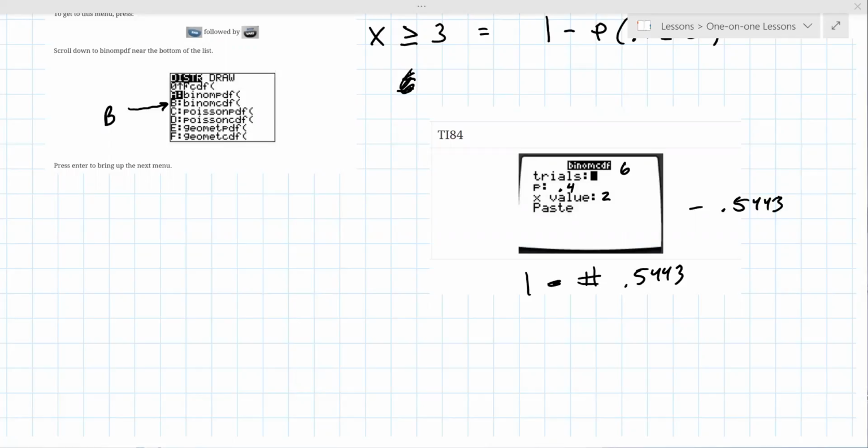At least 3 successes. Wow, it didn't like that. 6 trials. Oh, you know what? I gave you 1 minus that. It's 0.4557. Really odd that this is not working. 6 trials, and you want 3 successes, x greater than or equal to 3. At least 3 successes. So at least 3 includes 3 to me.